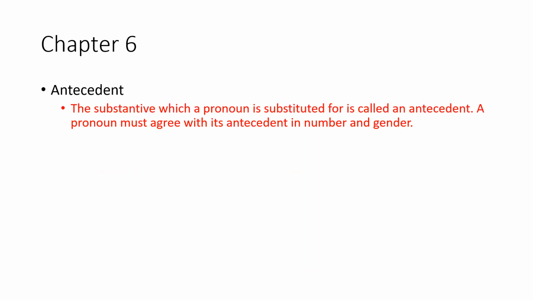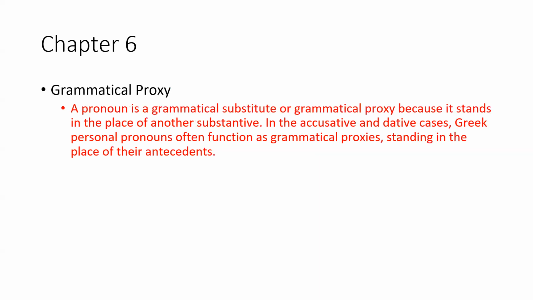Antecedent: the substantive which a pronoun is substituted for is called an antecedent. A pronoun must agree with its antecedent in number and gender. Grammatical proxy: a pronoun is a grammatical substitute or grammatical proxy because it stands in the place of another substantive. In the accusative and dative cases, Greek personal pronouns often function as grammatical proxies, standing in the place of their antecedents.